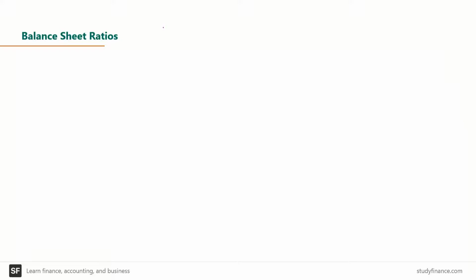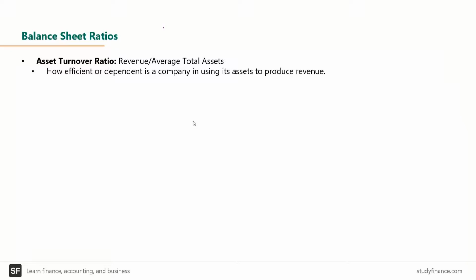The last set of ratios that we're going to discuss are the balance sheet ratios and are generally used to measure efficiency. Many of these ratios are going to be used to project working capital items on the balance sheet. The asset turnover ratio is calculated by taking revenue and dividing it by total average assets, and it measures how efficient a company is in using its assets to produce revenue.